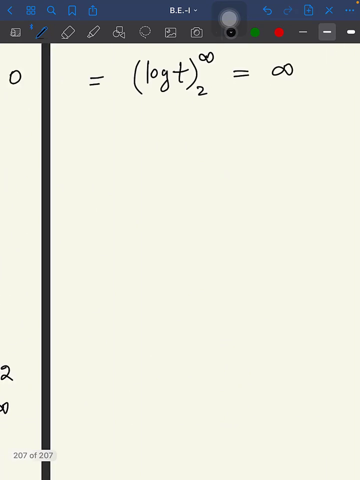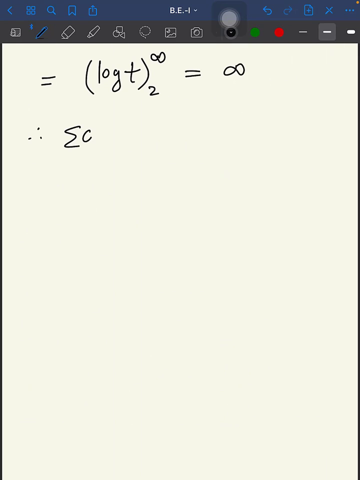And this is nothing but log t from log 2 to infinite, which is nothing but infinite, right? So we have proved that summation An is divergent.